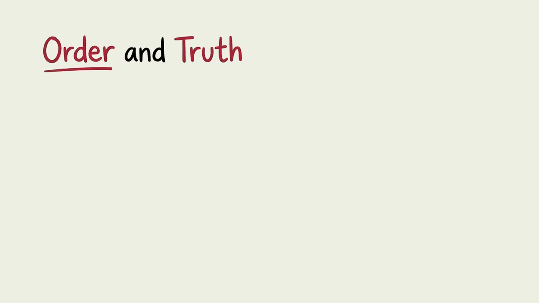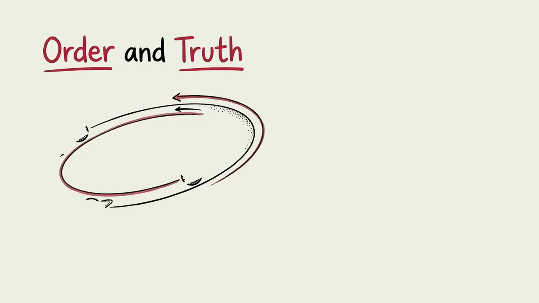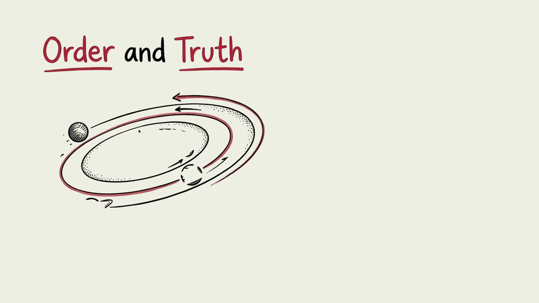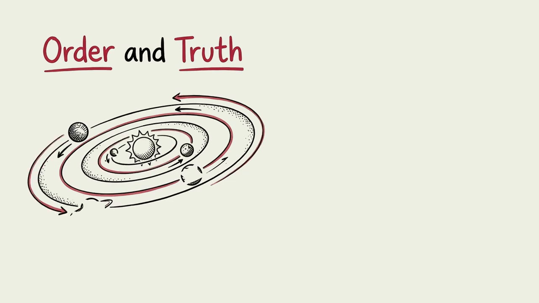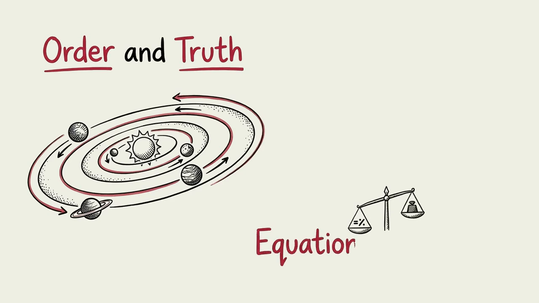Mathematics trains us to recognize order and truth. In God's creation, patterns hold steady. Seasons return, planets move predictably, and mathematical relationships remain consistent. Algebra reflects that same consistency. An equation is a statement that two things are equal, and our work is to preserve that truth carefully.